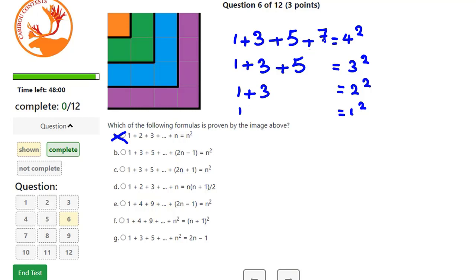So let's check for this one. It is 1 plus 3 plus 5 plus 7. 7 is what? It is 2 times 4 minus 1. It is 4. So 2 times n minus 1. It is what? n squared. So the correct choice is B. Also, we can prove it by induction. Okay. Now let's consider the next problem.